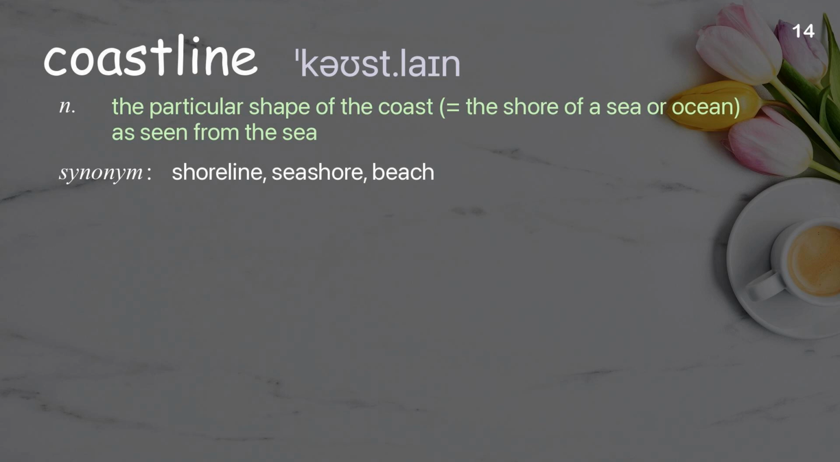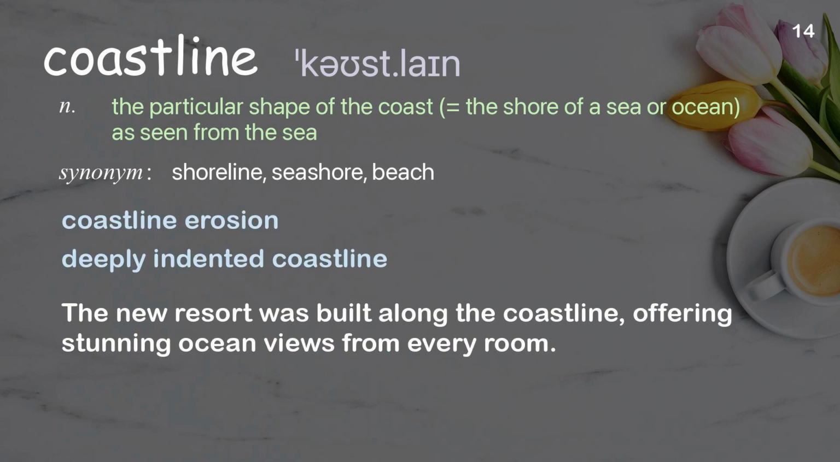Coastline. The particular shape of the coast, which is the shore of a sea or ocean, as seen from the sea. Examples: Coastline erosion. Deeply indented coastline. The new resort was built along the coastline, offering stunning ocean views from every room.